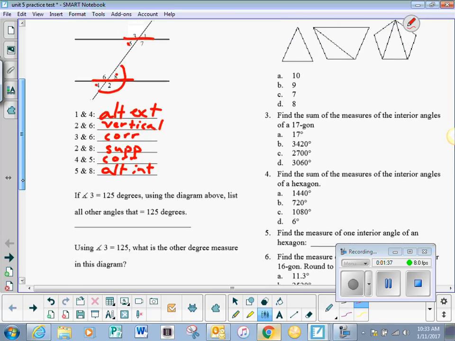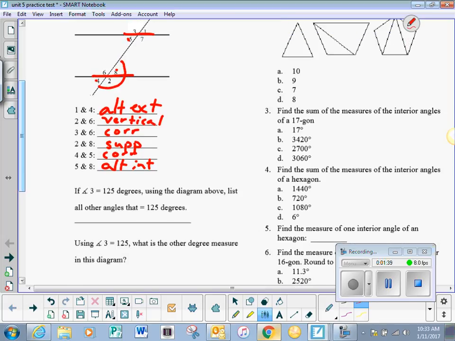Now, how many degree measures are there every time we see a diagram like this? How many different degree measures? 8. Or not, 4. 2. I said 2. Every angle is either 125, or supplementary, 55.